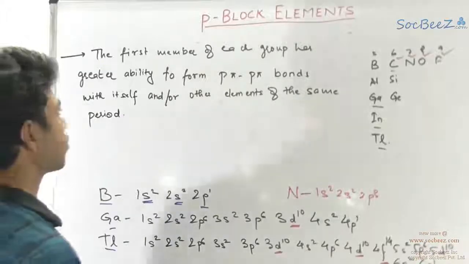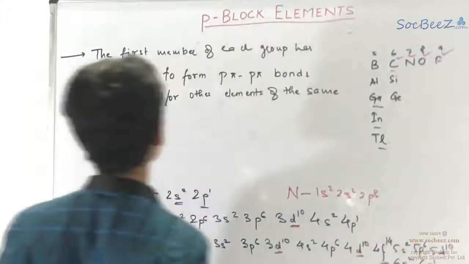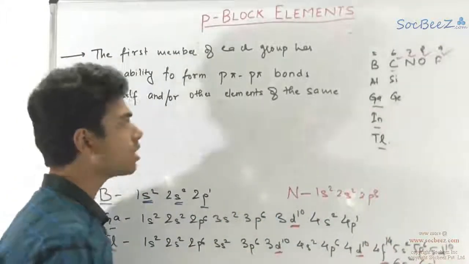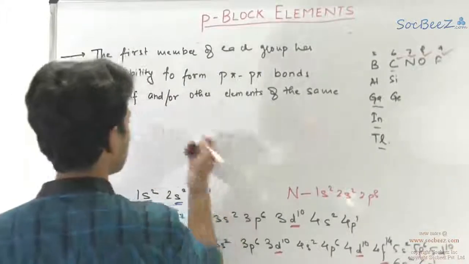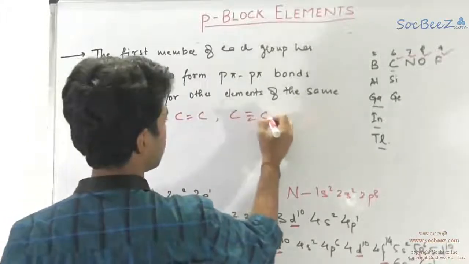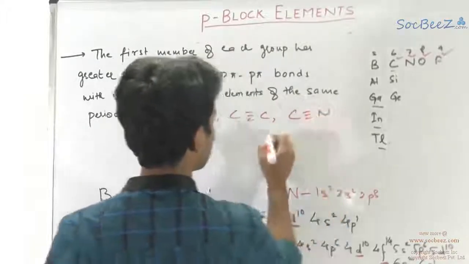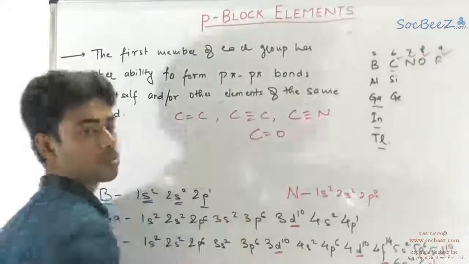So what do we mean by this statement? The first member of each group, like carbon for example, has the greater ability, in fact the highest ability, to form p pi bonds with itself. You are very familiar with bonds like C double bond C, C triple bond C, C triple bond N, C double bond O.